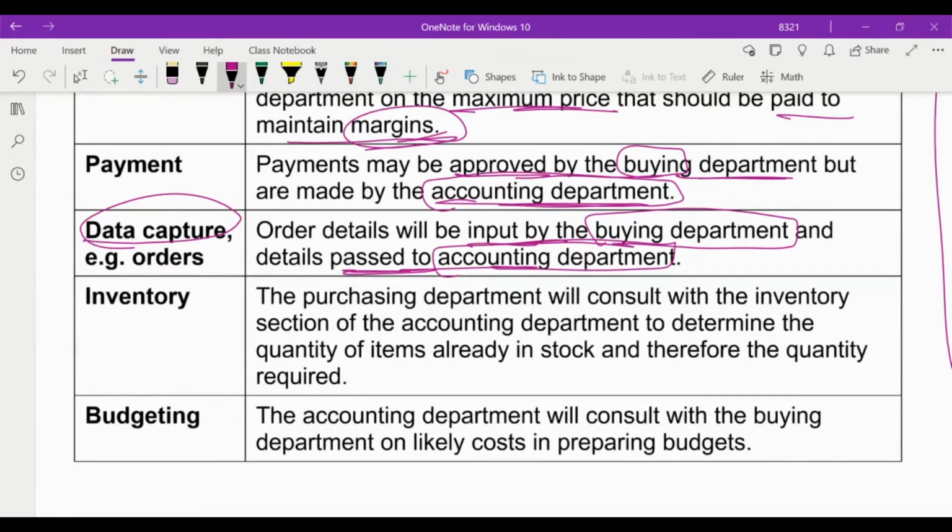So buying department will input the details. It is done through computer software. Now it needs to be approved by the accounting department. That's how accounting entries are passed nowadays.